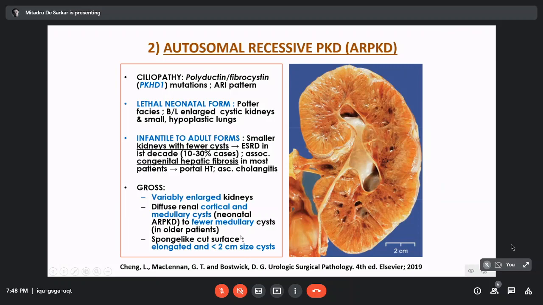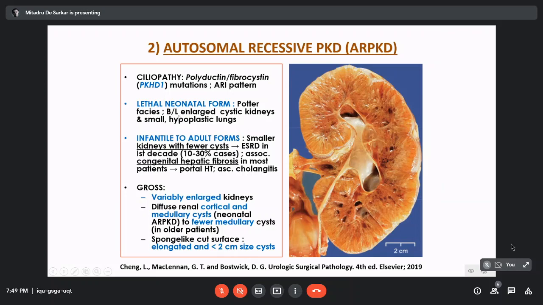So the cysts are now few in number. They are only located within the region of the medulla, and actually the seat of action has moved to the liver, where you are getting the entity known as congenital hepatic fibrosis, which will subsequently give rise to portal hypertension as well as ascending cholangitis.